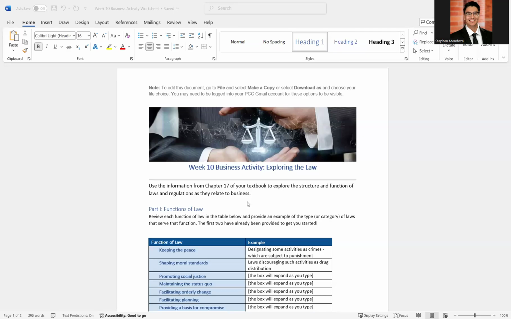Hello, everyone. This is the last business activity of the term, week 10, business activity exploring the law. So use the information from chapter 17 of your textbook to explore the structure and function of laws and regulation as they relate to business.